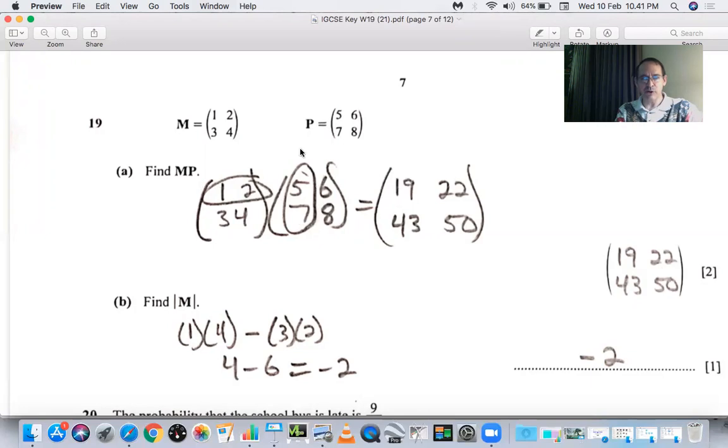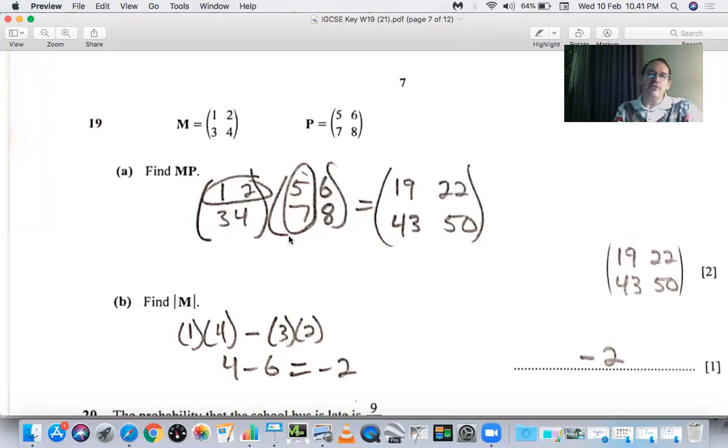And notice where your row and column intersect. Your first row times first column, your element goes right here. Then first row times second column, 1 times 6 is 6, 2 times 8 is 16, 6 and 16 add up to 22. That's first row, second column. So notice first row cross with second column puts the 22 right here.